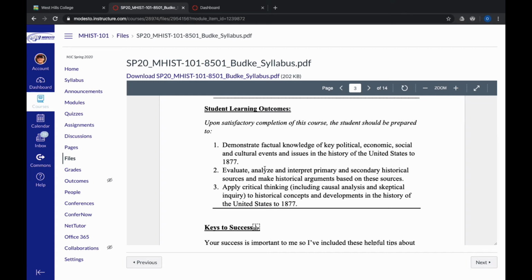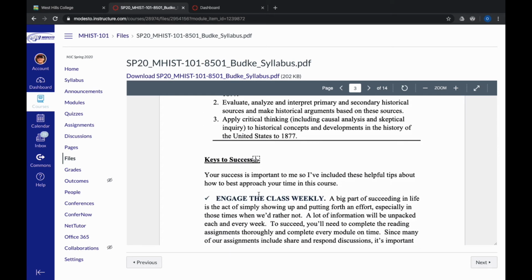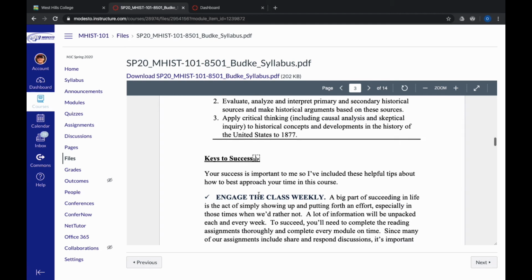But again, for outcomes number 2 and 3, our weekly source analysis assignments and our research paper are going to be the places where we will demonstrate competency in these areas. Okay, analysis, interpretation, critical thinking, skeptical inquiry, those types of things.